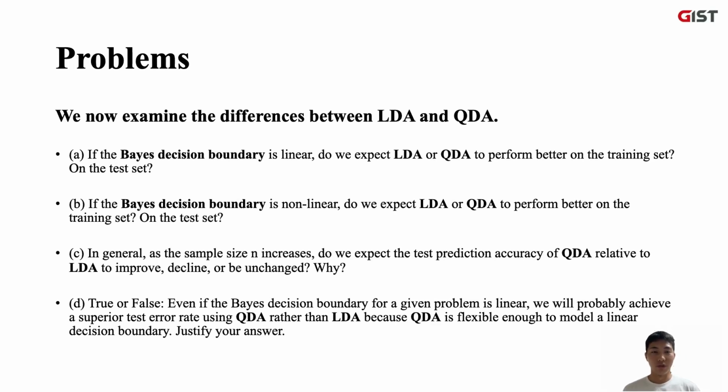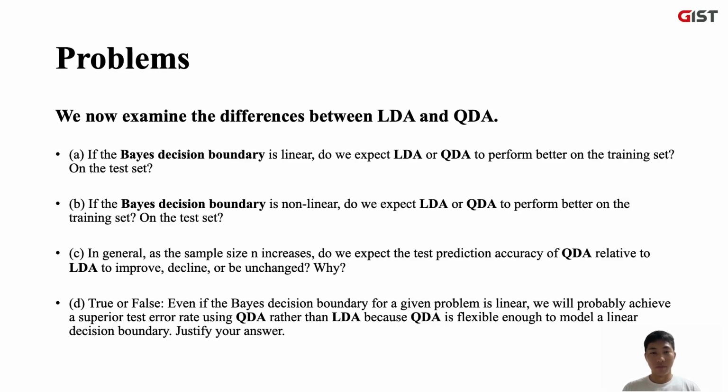Now, let's move on to the core question of this presentation. To truly understand the relationship between LDA and QDA, we will examine four specific problems. First, we will explore scenarios based on the shape of the true Bayes decision boundary. Question A asks, if this boundary is linear, which model do we expect to perform better? We need to consider this for both the training set and the test set. Similarly, question B asks the same for a nonlinear boundary. This comparison will highlight the fundamental trade-off between the two models.